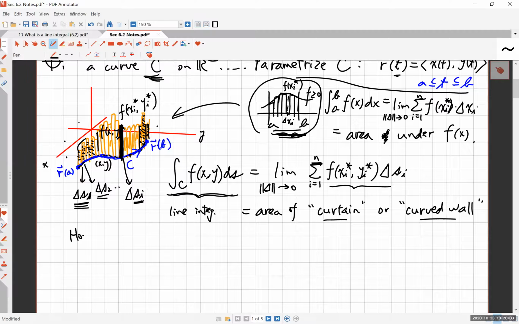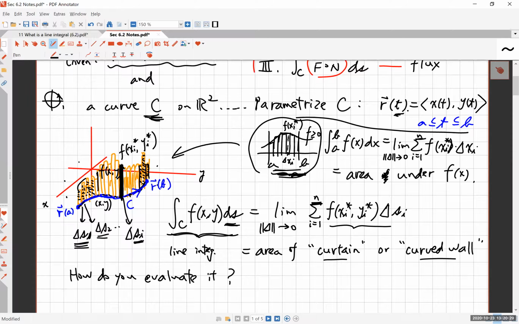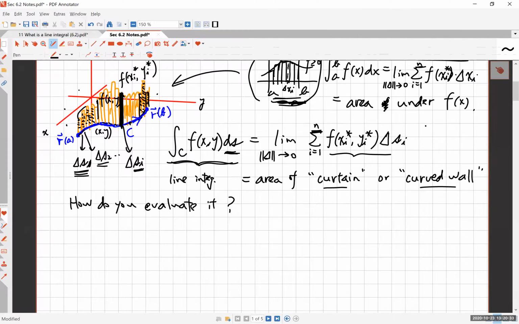Now, how do you evaluate it? It's not as straightforward as it may appear at the beginning, because the tricky part is this. Let me tell you the tricky part. It's the ds part. What is that ds? How do you handle this? Because we have a curve that's parameterized by t. We'll find out in just a second. It's actually not too bad.